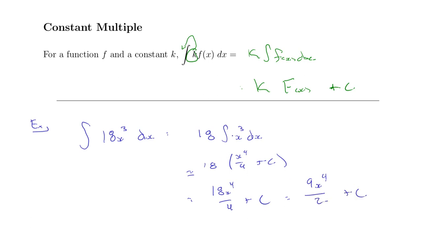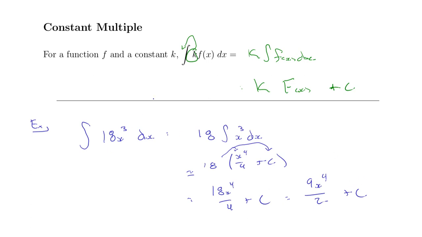Now, I went ahead and pulled that coefficient out, found the antiderivative, and then multiplied it in. Again, you'll notice I didn't really do the distributive property on 18 times c because it's just going to be some other number, some other constant. So we typically can just tack the constant on at the end.